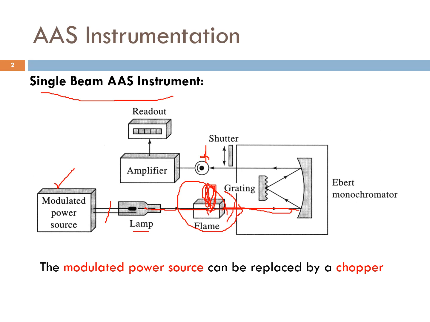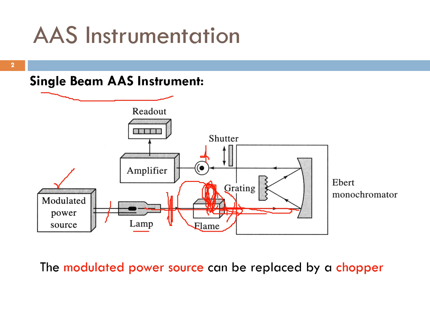Okay, so bila modulated power source turn off the lamp, lamp ni akan di-block dari sini. So apa yang akan detect adalah the emission daripada flame. Emission ni due to the high temperature of flame, dia akan buat metal inside this flame become excited, and then bila dia go down to its ground state, dia akan emit the photon. So akan didetect oleh detector.